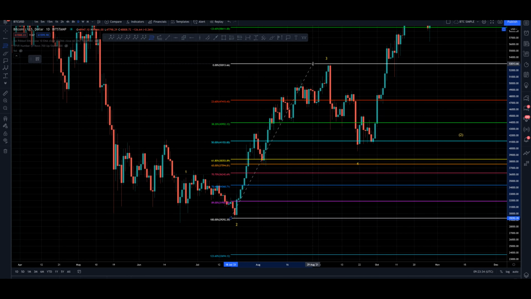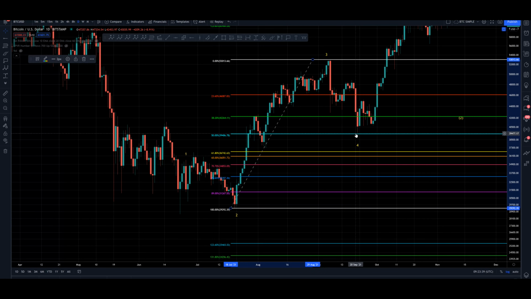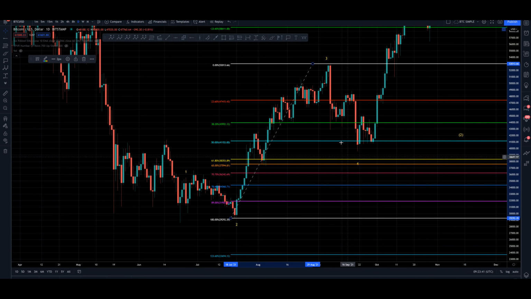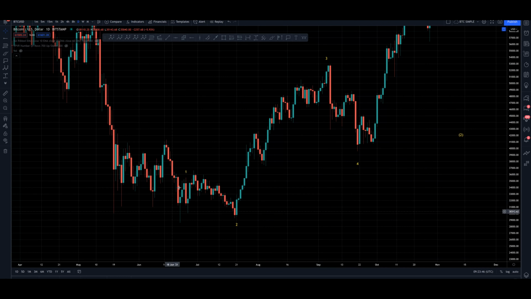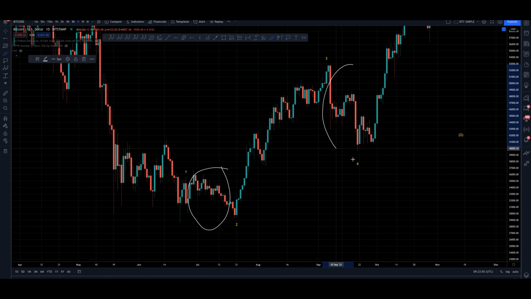And for the 4, we get more than 50. In log scale, exactly 50. In linear scale, more than 50. So yes, it's not as deep, and yes, it has different form. A, B, C expanding, A, B, C zigzag. So far, very deep correction, shallower correction, flat, zigzag, alternation. Similar in time consumption though. No real difference there. In fact, 4 may have been shorter.